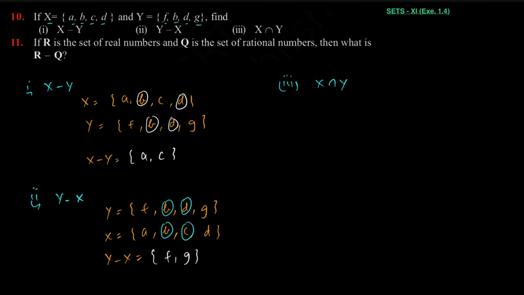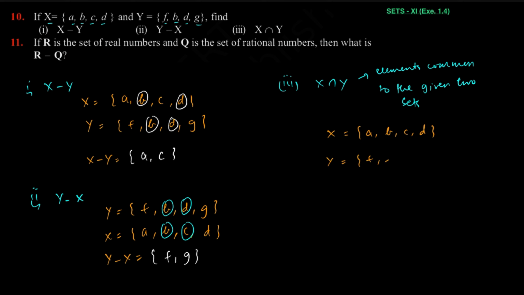What's X intersection Y? Intersection means that we have a set where we are having elements which are common to the two given sets. Now what is set X? It is having elements as A, B, C and D. And what is set Y? It's having elements as F, B, D and G.